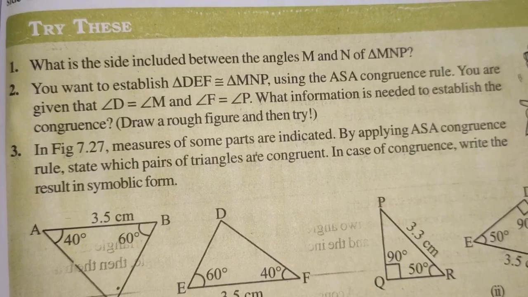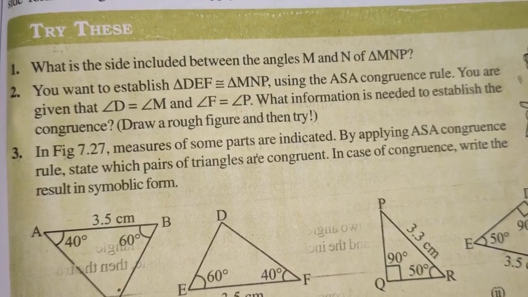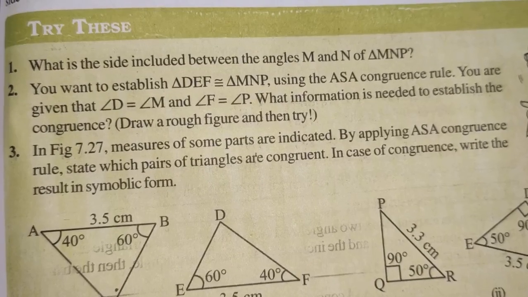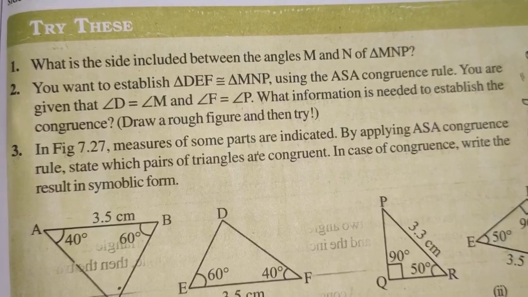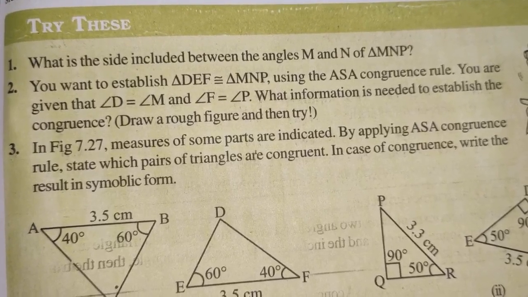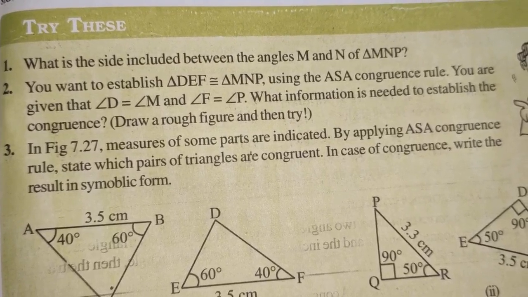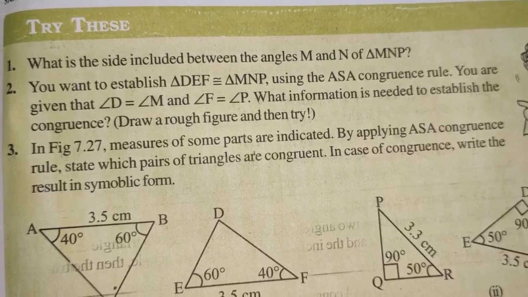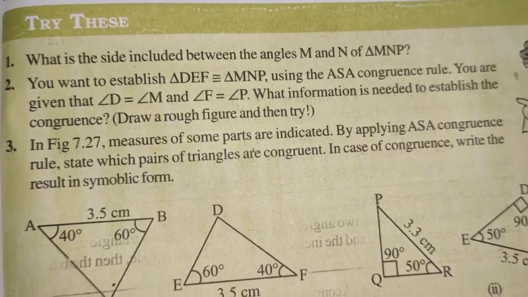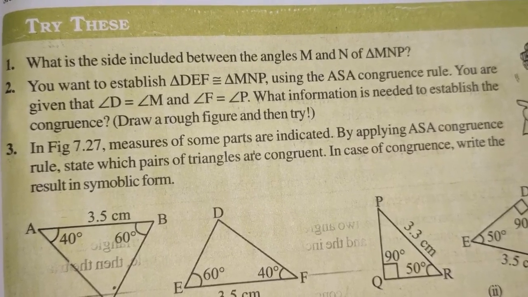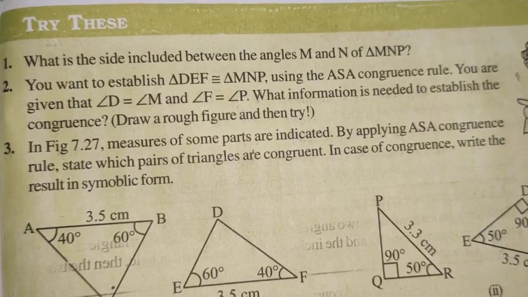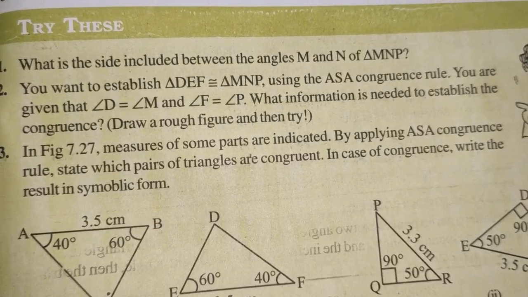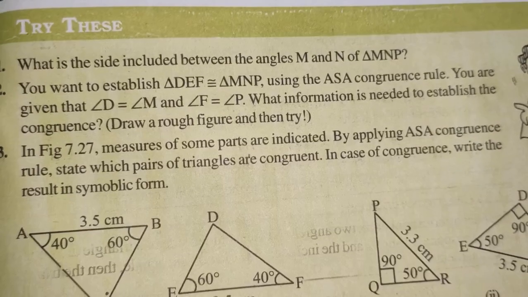Now question number 2, you want to establish triangle DEF congruent to triangle MNP using the ASA congruency rule. You are given that angle D is equal to angle M and angle F is equal to angle P. What information is needed to establish the congruence? So here also we have to draw a rough figure, and then we will find which additional information is needed for showing the congruency ASA.